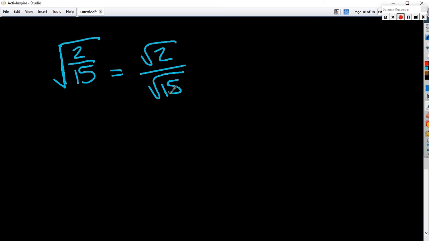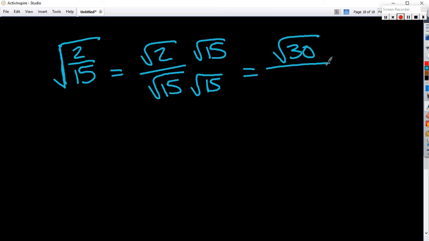So what do I need to multiply the top and the bottom by? Square root of 15, right? Up top I get the square root of 30, and on the bottom, what's the property? What's the square root of 15 times the square root of 15? Now I want to look and see, can the 30 be broken down? Can you divide 30 by any of these numbers?